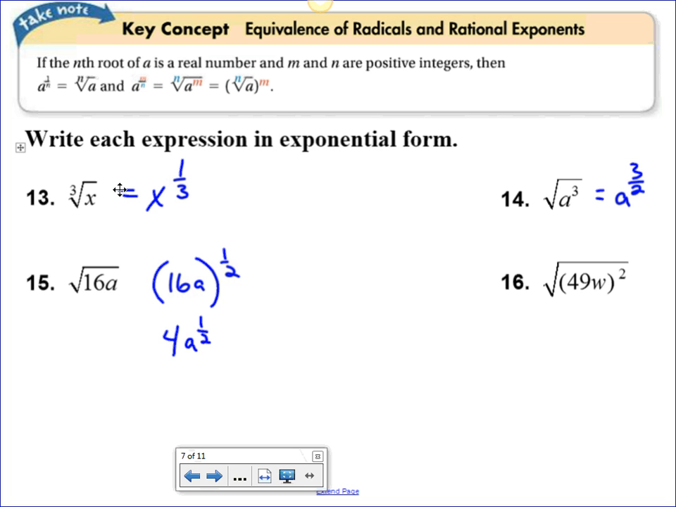Okay, and then this next one, I have the square root of 49w squared. Well, if we think about that a little bit, the square root really undoes the squaring. So really what I end up with is 49w. Okay, hopefully that makes sense to us all.